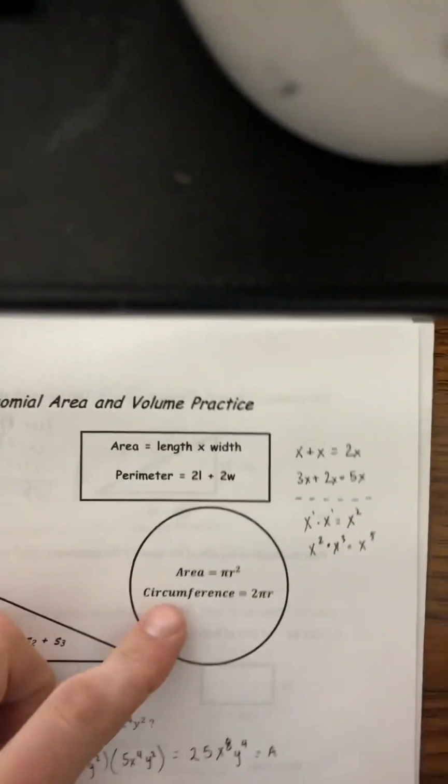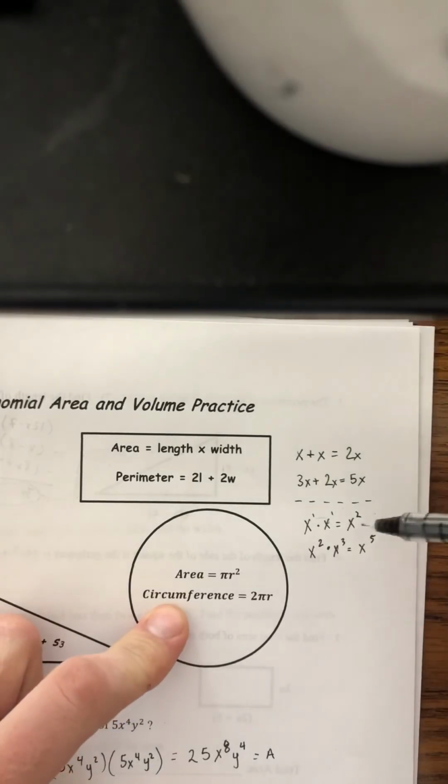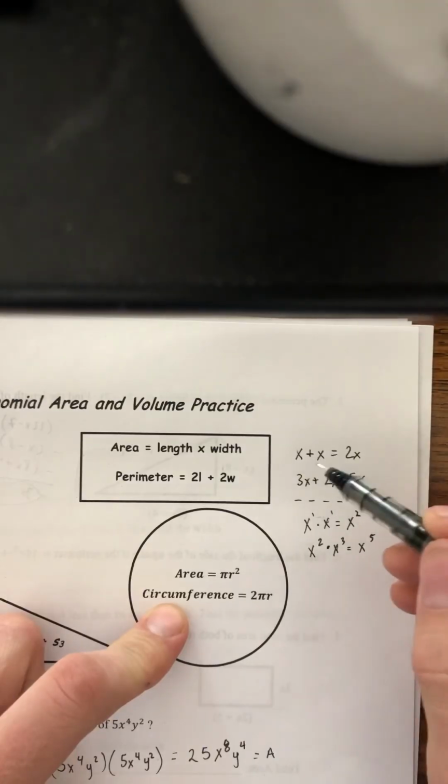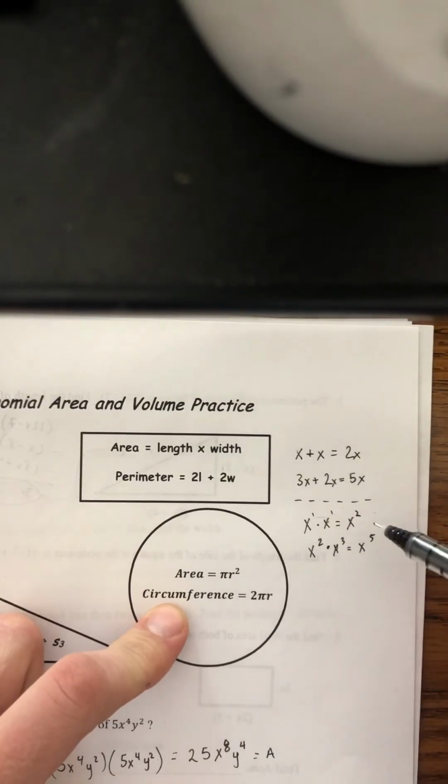All right, hopefully that gets you started on it. I really like this worksheet as a thinking worksheet. It's got polynomials in it, so you have to add and subtract polynomials, and then multiply polynomials, and this is the rule you need: x plus x is 2x, and x times x is x squared.